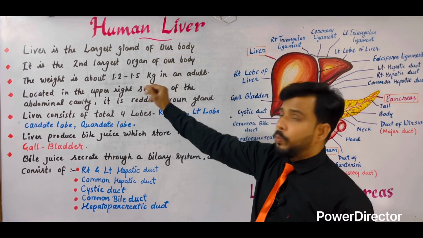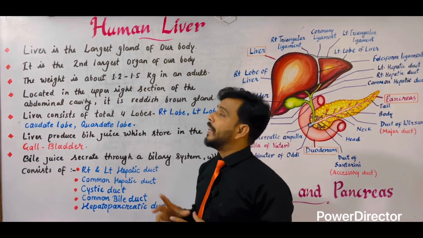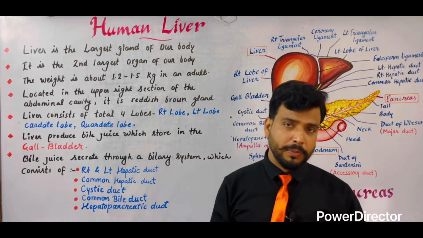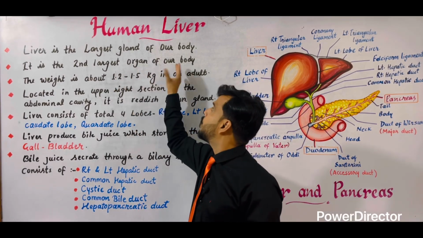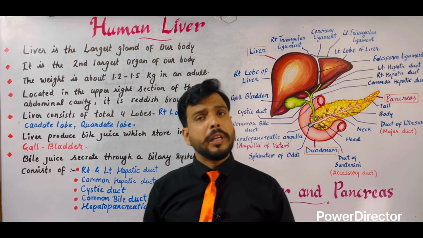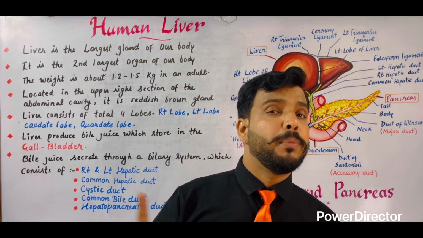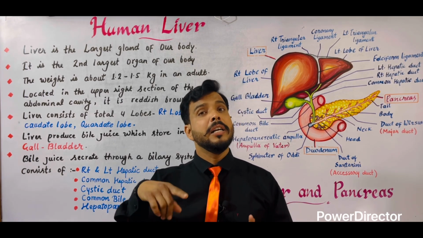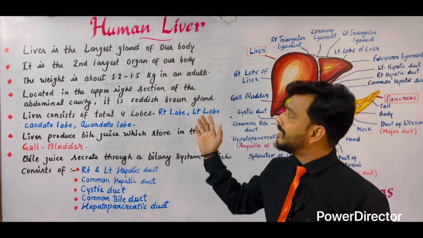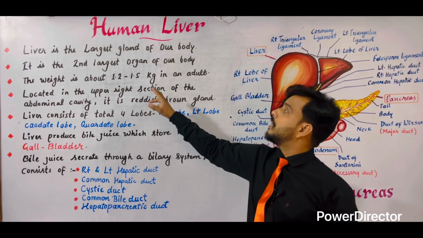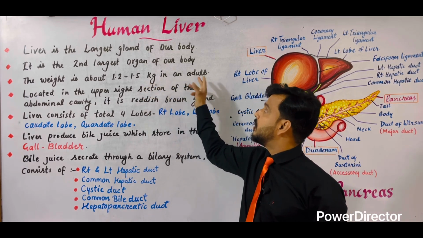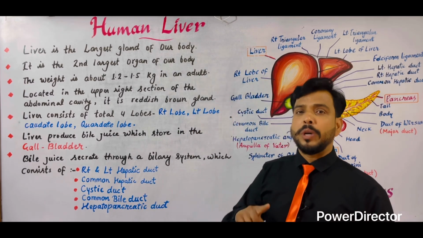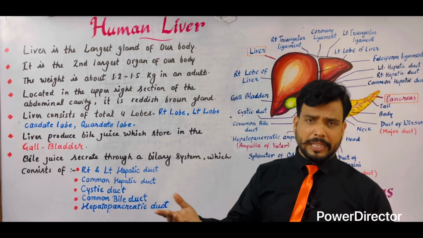So the first point is, the liver is the largest gland of our body. Our body consists of different glands, but the liver is the largest gland of the body. It is the second largest organ of our body. As we know, the largest organ of our body is the skin, which is present throughout the body. The weight of the liver is about 1.2 to 1.5 kg in an adult, or more than that.